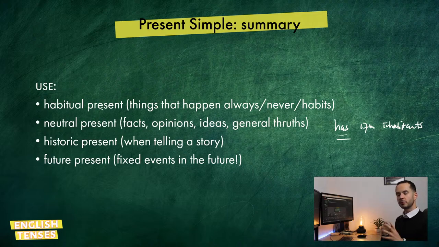So I was able to summarize everything from the long list of present simple uses into these four options: habitual present, neutral present, historic present, and future present. Which kind of sounds weird, future present, but it makes sense.